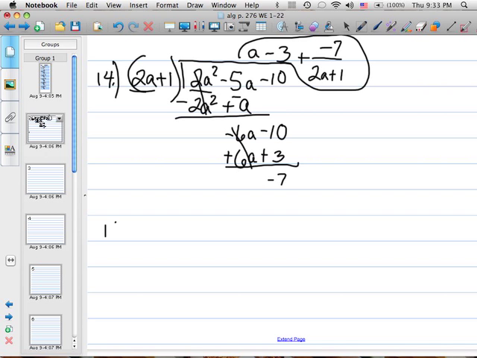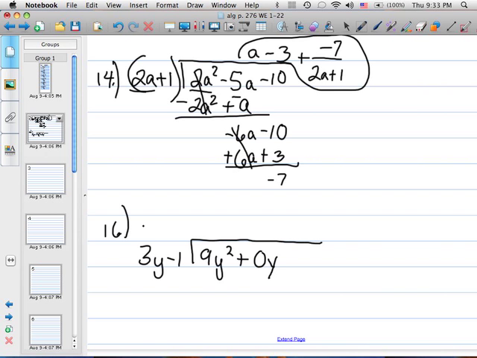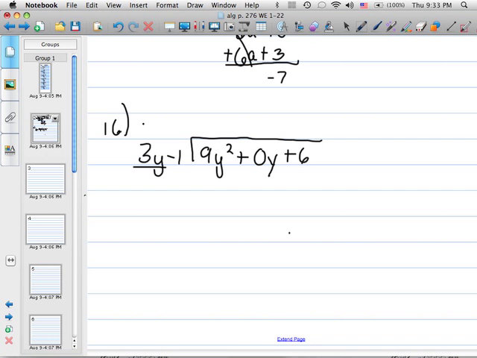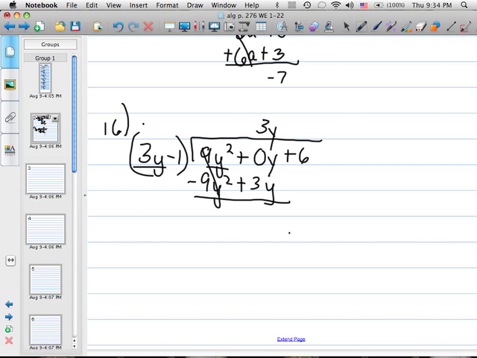Problem number 16. We have 3y minus 1 as our divisor. Our dividend is 9y squared plus 6, so we're going to have to hold the y term with a 0. So to get 3y to be 9y squared, we need to multiply by a 3y. Put that over the 0y. Multiply the binomial, we get 9y squared minus 3y. Subtract, change your signs. That gives us 3y, bring down the plus 6.